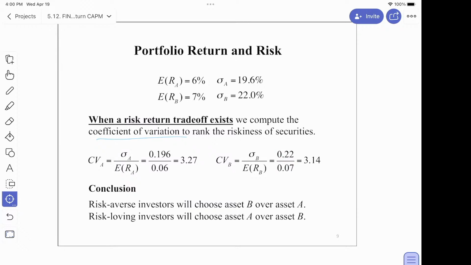So I've collapsed these numbers into a single statistic. So this is a new statistic that you need to know. You can add it to your list: coefficient of variation. And what does it tell us? Which one's riskier? Asset A is riskier, higher number per unit of benefit. So it's going to be B that is preferred by risk-averse investors, right? And then risk-loving investors would choose the opposite, A over B.